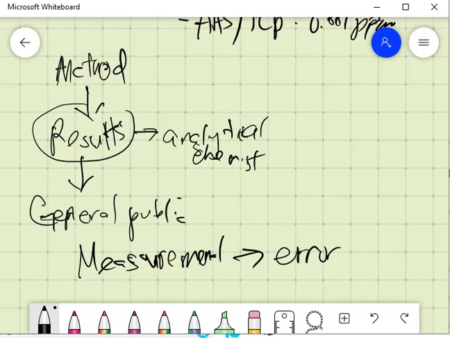In order for this to be translated to the general public, you have to state the limitations. Like, what is the statistical uncertainty in these reported results? How reliable are these results? If I took the sample in a different manner, would I have obtained the same results? Do you understand? Okay.